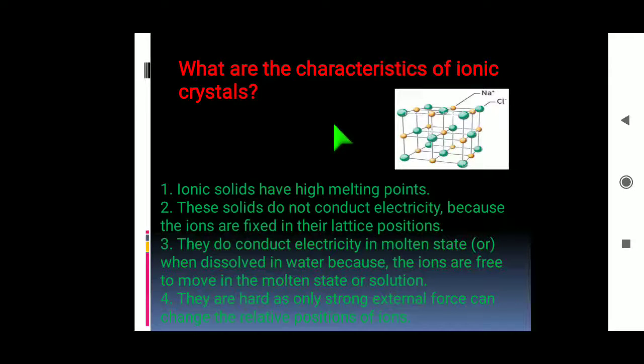Here sodium ions show us yellow color, and chloride ions are green color. Okay, so before we discuss the points, first you set the common salt in your mind. Now point number 1. The ionic solids, sodium chloride, have high melting points. Point number 2. These solids do not conduct electricity because the ions are fixed in their lattice position.